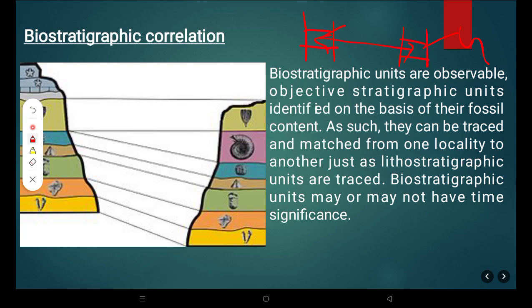Similarly, here fossils are used as the bridging material. Here a similar species is there, here a similar species is there, so we can correlate these rock strata. Here a similar species is there, here a similar species is there, we can correlate this strata. This is very simple.